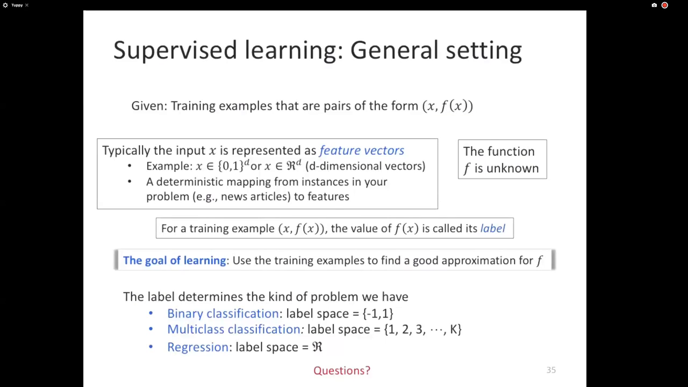Are there questions about this general setting? And I recognize that a lot of this might seem unnecessarily detailed. This is mostly to establish a shared vocabulary.